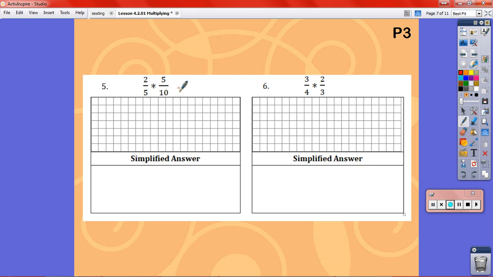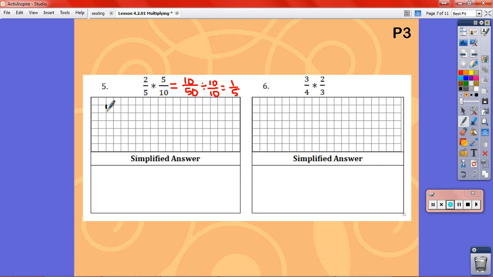2/5 times 5/10, which is basically the same as 2/5 times 1/2, but we'll get to that. 2 times 5 would be 10. 5 times 10 would be 50, which we could simplify by dividing by 10 and get 1/5. See on my picture, 2/5 of 5/10.